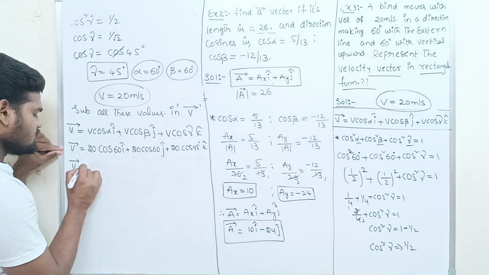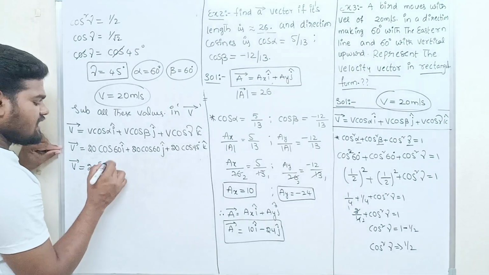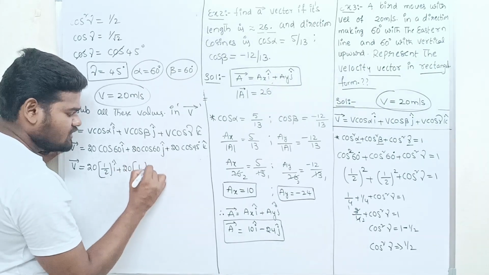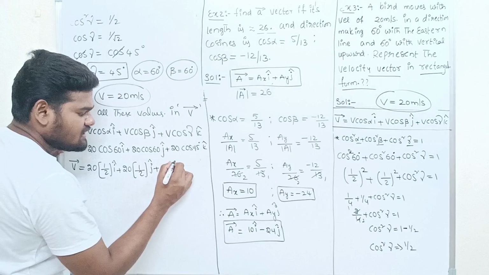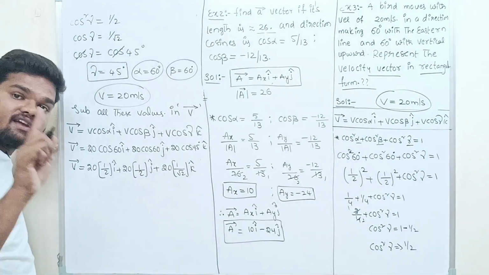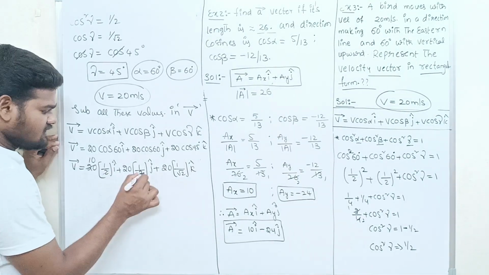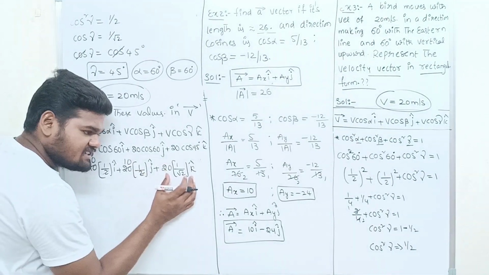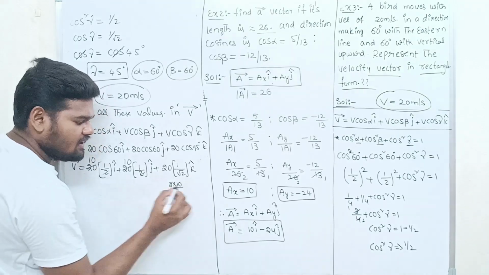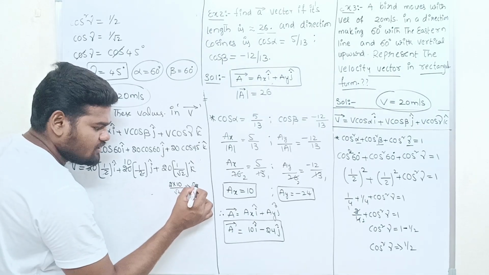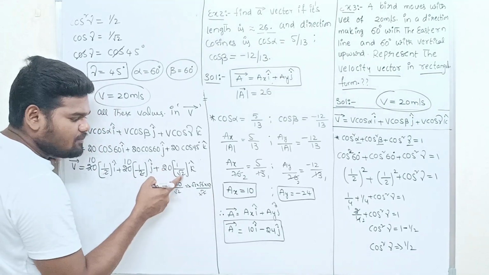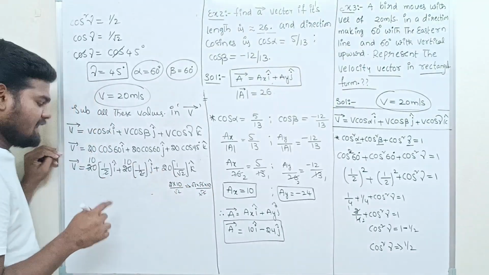So we got V bar is equal to 20 into cos 60. What is the value of cos 60? 1 by 2 i cap, plus 20 into cos 60, again 1 by 2 j cap, plus 20 into cos 45, 1 by root 2. Are you having any doubts? 2 ones are 2, 2 tens are 20. For this term, 20 can be written as 2 into 10 divided by root 2. 2 can be written as root 2 into root 2, so root 2 gets cancelled out. So 20 by root 2 means root 2 into 10.